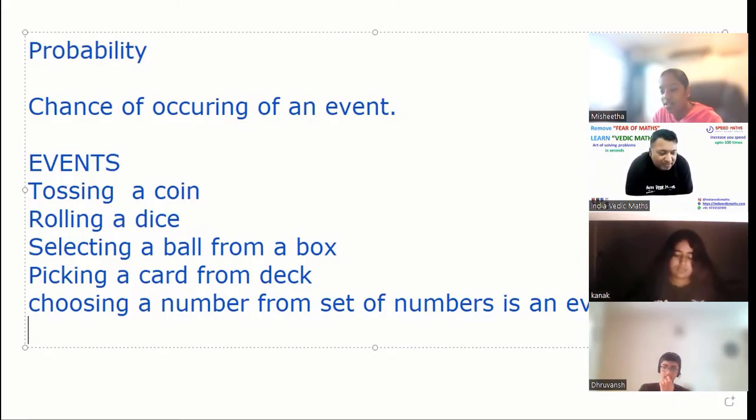Good, very good, Vedant. Mishita, you heard all the events. Make it some nice one. Chance of getting a test in class. Chance of getting 100 out of 100 in a test, in a class. Good, Mishita. Oh no, like a surprise test. Okay. Priyanka, what is your event?